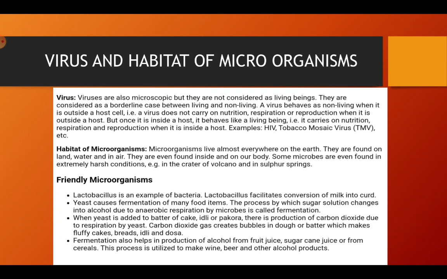The process by which sugar solution changes into alcohol due to anaerobic respiration by microbes is called fermentation. So yeast is also used in the batter of cake, idli or pakora. There is a production of carbon dioxide due to respiration by yeast, and carbon dioxide gas creates bubbles in dough or batter which makes fluffy cakes, breads, idli and dosa. So actually we say that yeast makes our cakes fluffy. Fermentation also helps in production of alcohol from fruit juice, sugarcane juice or from cereals, and this process is utilized to make wine, beer and other alcoholic products.